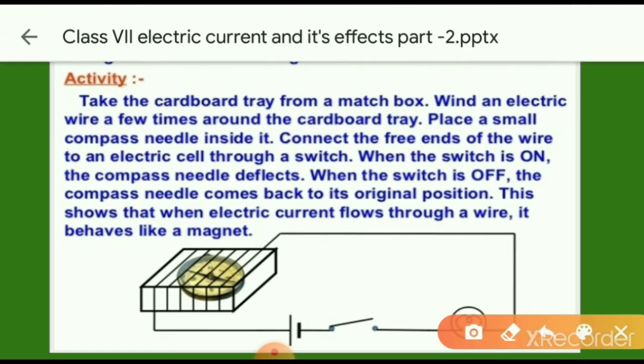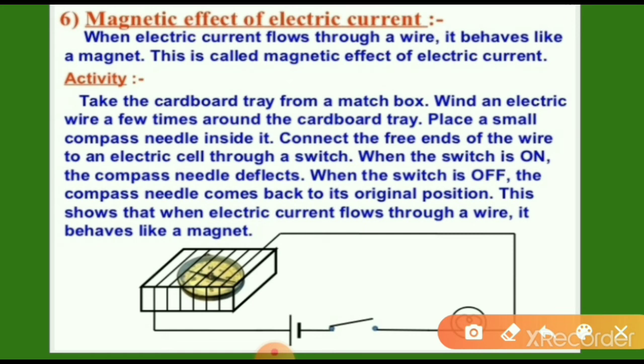And what is the next one? Magnetic effect of electric current. Previously we learned the heating effect of electric current. Now we are going to discuss the magnetic effect of electric current. What is the relation between magnetic effect and electric current? See this: when electric current flows through a wire, it behaves like a magnet. This is called the magnetic effect of electric current.